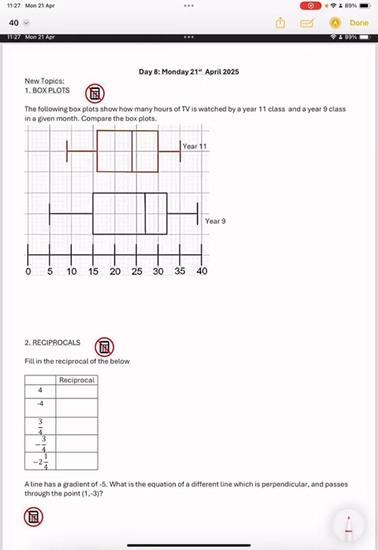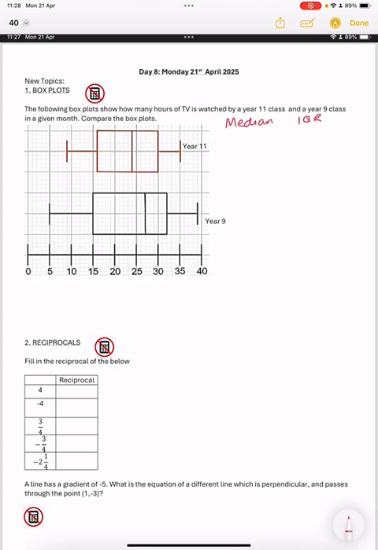So this is Monday the 21st of April, new topic. So we're going to look at box plots and we're going to look at reciprocals. So for box plots, obviously you can have some questions where you just have to draw them, but quite often we have to compare box plots, and the big mark questions, they're 4 mark questions. So to compare, we always want to compare the median and we want to compare the interquartile range.